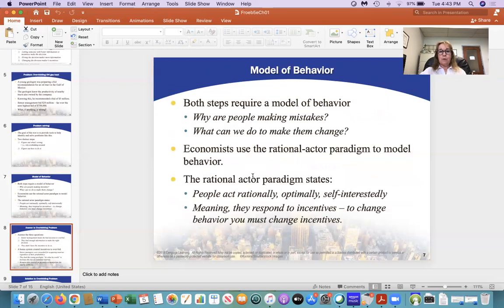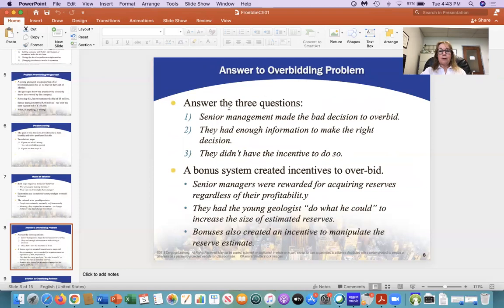Okay, so this is what they found, that senior management made the decision to overbid. They did have enough information, but they didn't have the incentives to do so. This is why. The managers were rewarded for acquiring reserves regardless of their profitability. So for the senior managers, the more oil tracts they acquired, they were rewarded for that. So they didn't care if they were profitable or not. So that's why they overbid on it, because they just wanted the oil tract.